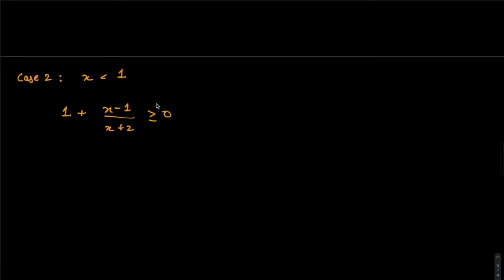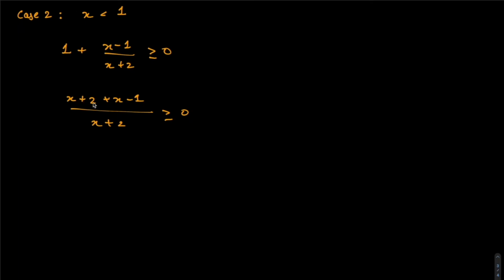All right. Take the least common denominator, x plus 2 plus x minus 1 all upon x plus 2, which is greater than or equal to 0. Right. So this is going to be 2x plus 1, right? So 2x plus 1 all upon x plus 2 is greater than or equal to 0. This, right? So now the range for this, it's going to be less than or equal to -2, right?